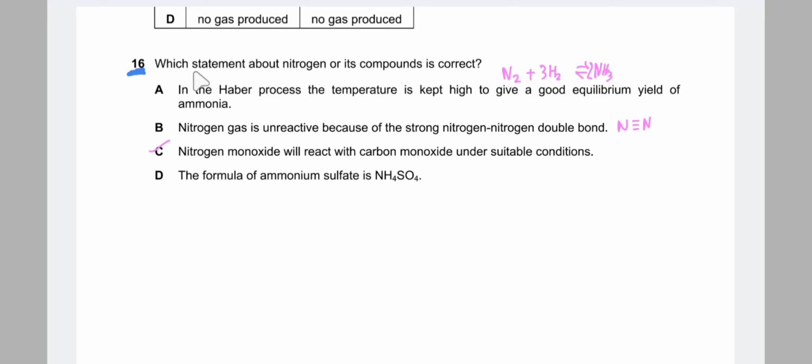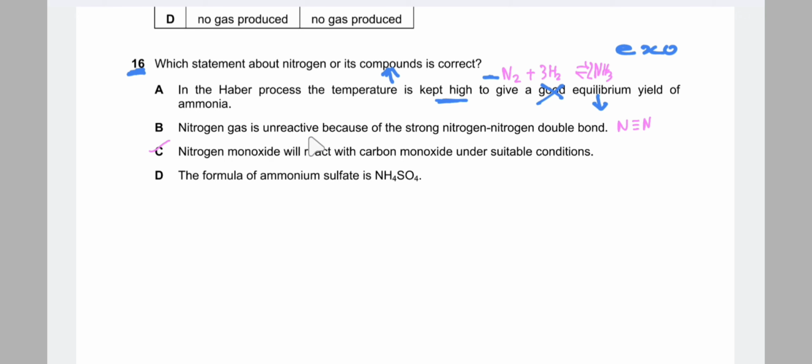Question number 16. Which statement about nitrogen or its compounds is correct? In the Haber process, the temperature is kept high to give a good equilibrium yield of ammonia. For the Haber process, nitrogen reacts with hydrogen to form ammonia and the forward reaction is exothermic. That means increasing the temperature decreases the yield of ammonia. Therefore, as the temperature is kept high, the equilibrium yield is not good. The equilibrium yield is less, therefore this statement is wrong.